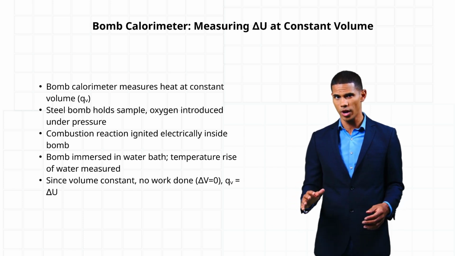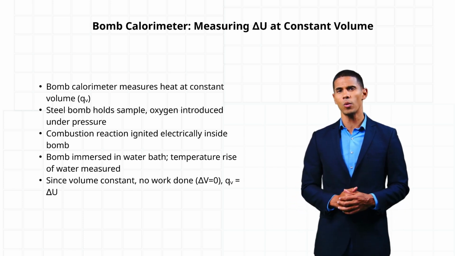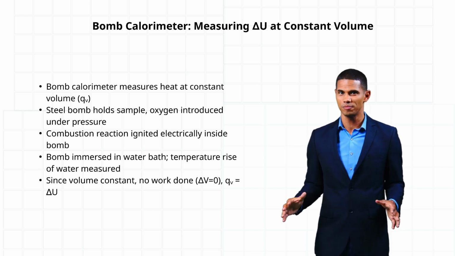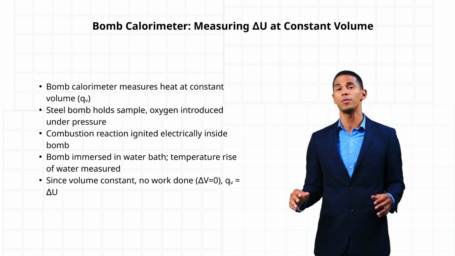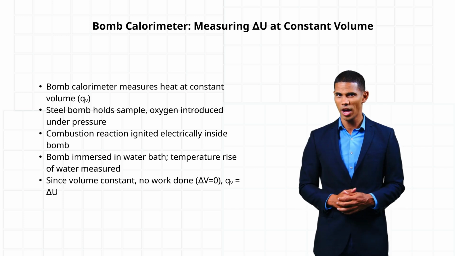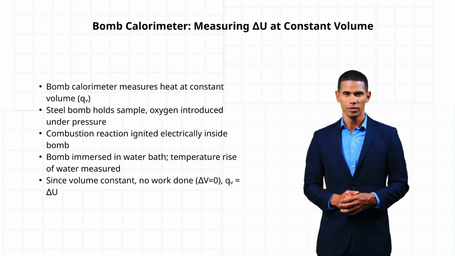Because the bomb's volume stays constant, no external work is done, making Q subscript V equal to delta U, the change in internal energy. This setup is widely used to find energy from fuels and foods. Think about this. Why do you think oxygen under pressure is essential in the bomb? Pause for 15 seconds and consider.